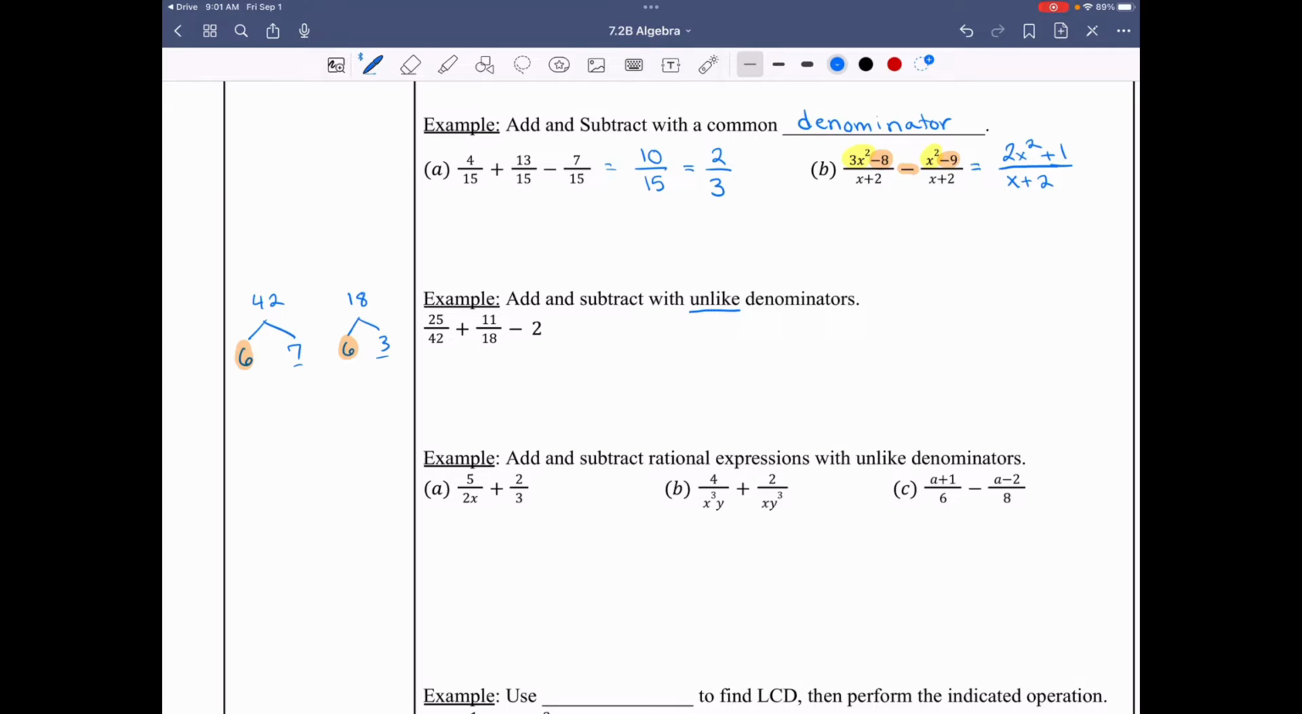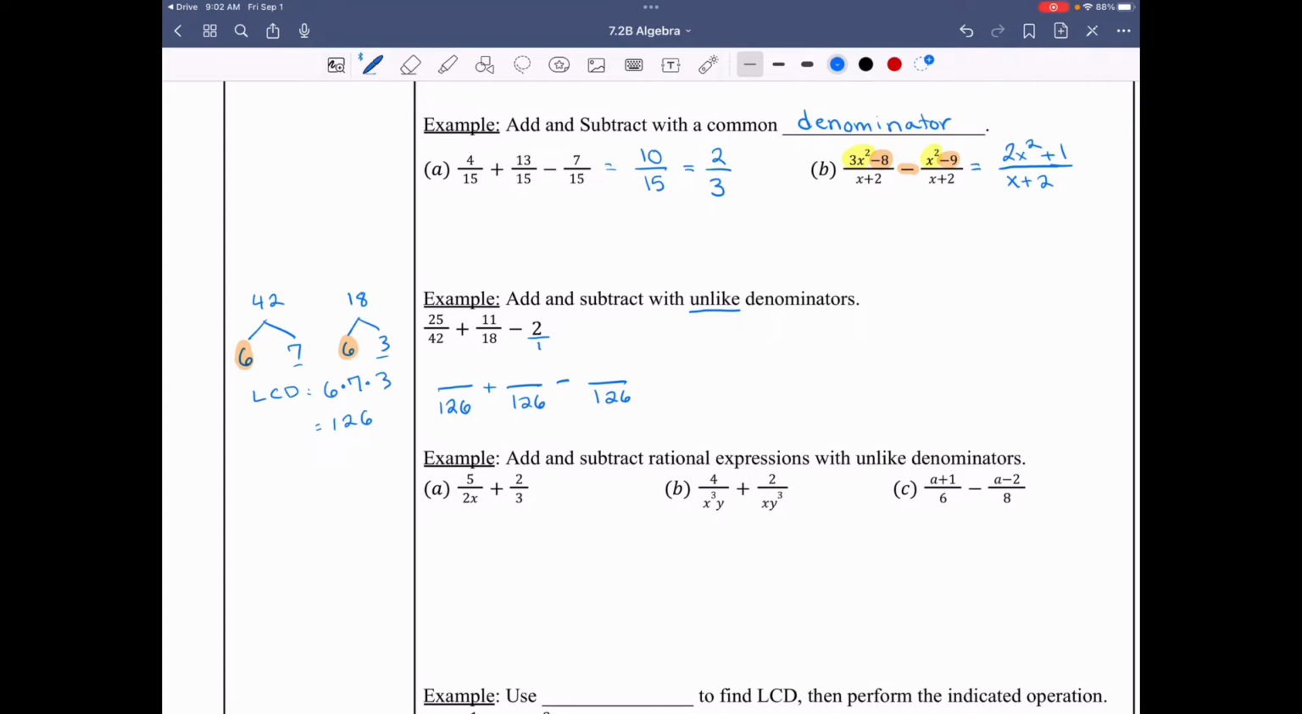So our LCD is 6 times 7 times 3. 7 times 3 is 21. 21 times 6 is 126. So that is, and then we had a denominator of 1 in the 2. So we'll put 126 plus 126 minus 126.